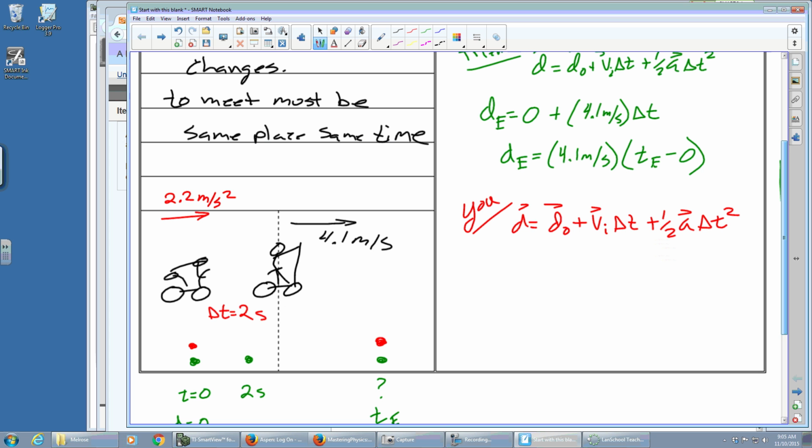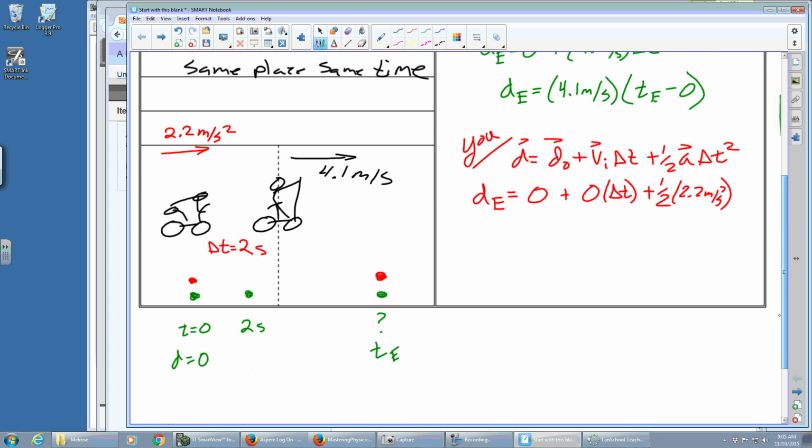And you're going to end up at the same place, d sub e. You're going to start at 0. Your initial velocity now is 0 times delta t. But you're accelerating at 2.2 meters per second squared. And your delta t, you're going to end up at t sub e minus 2 quantity squared. Because remember, you don't start moving till 2 seconds has passed. Yes? No? Okay.